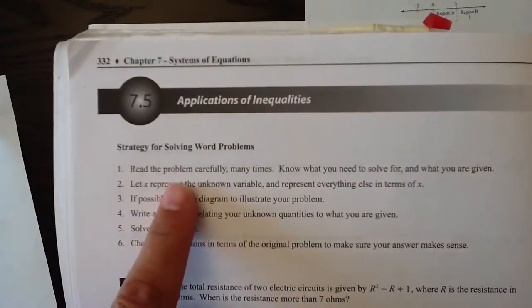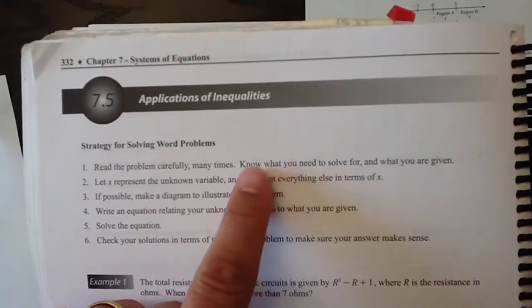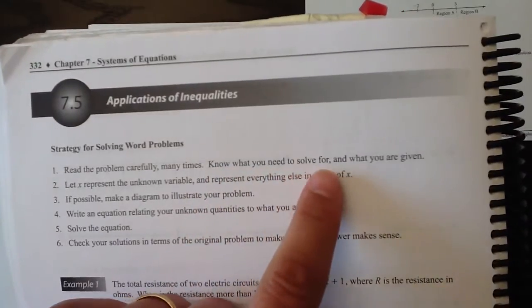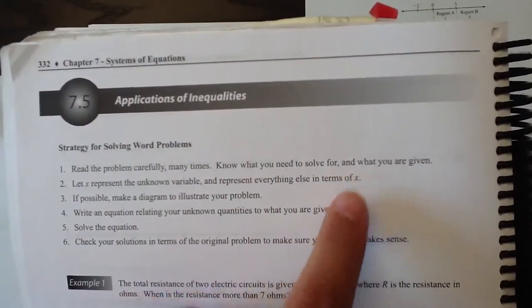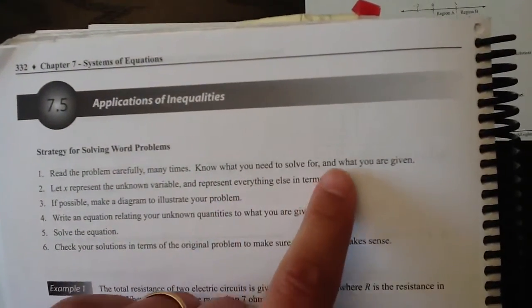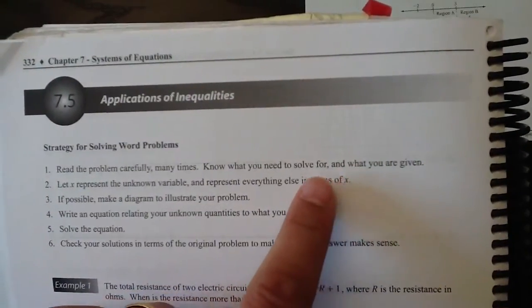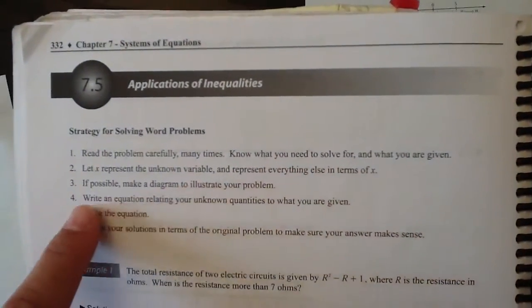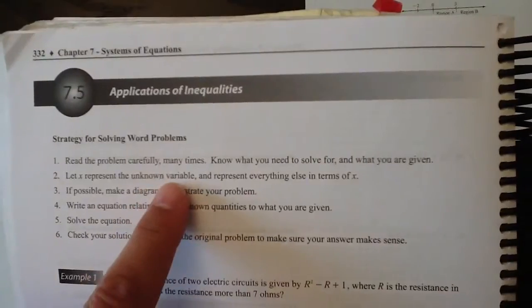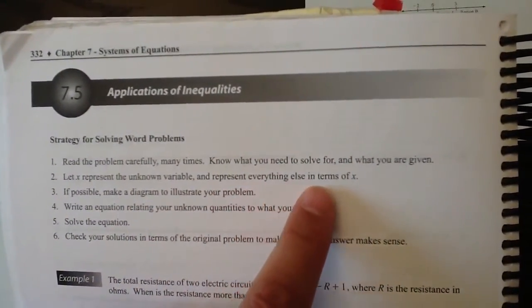It says to read the problem carefully many times, of course, know what you need to solve for and what you're given. Generally what will happen is there's a way to take what you're given, put it into a formula and come up with what you need to solve for. X has to represent the unknown variable and represent everything else in terms of X.